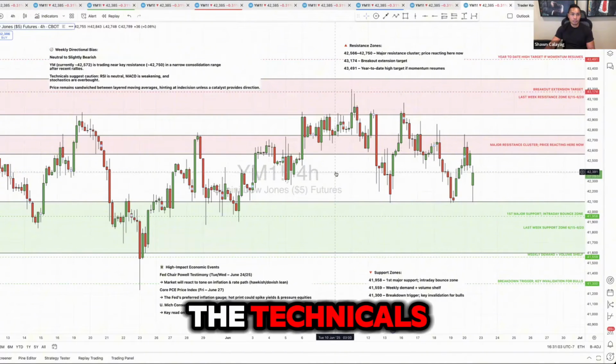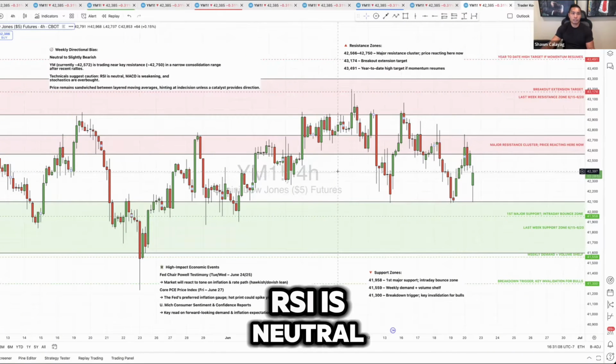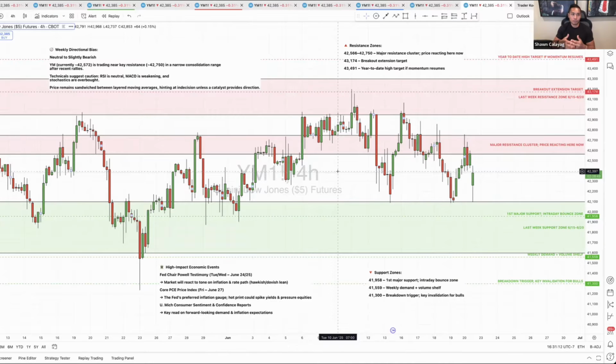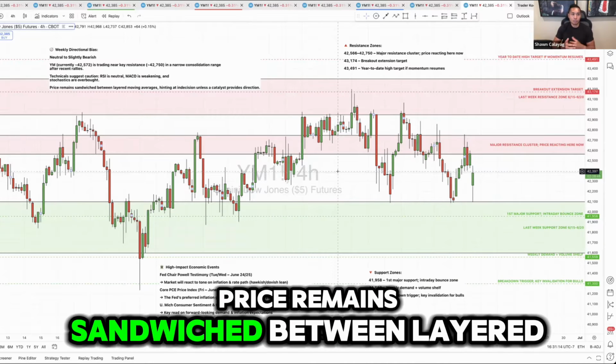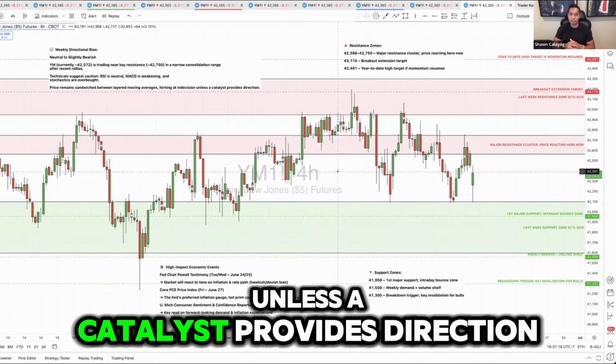Right now, looking at the technicals, it is currently suggesting that market is neutral. RSI is neutral, MACD is weakening, and stochastics are currently overbought. So with that said, price remains sandwiched between layered moving averages and hinting at indecision unless a catalyst provides direction.